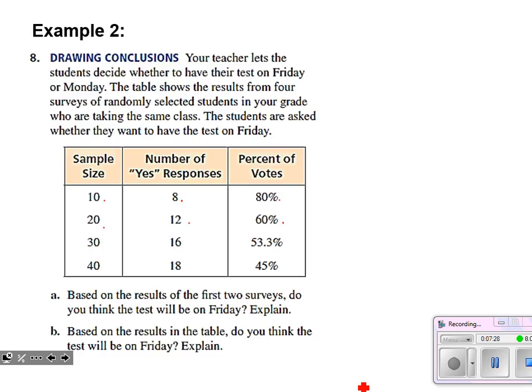So part A says, based on the results of the first 2 surveys, do you think the test will be on Friday? Well, looking at these first 2, we do have a majority of voters. Over 50% of voters are saying yes, let's have this test on Friday. So for part A, yes, over 50% of voters want the test on Friday.